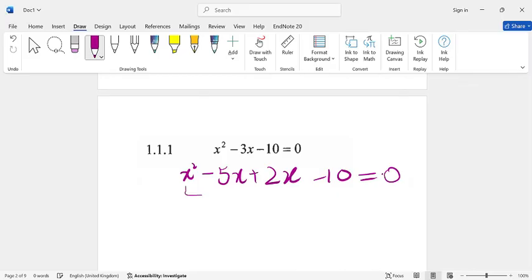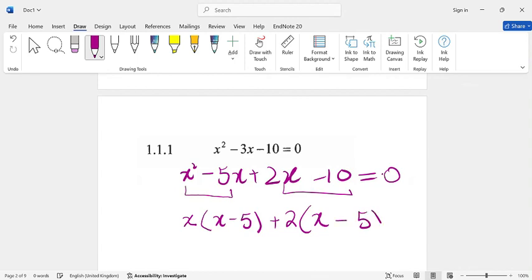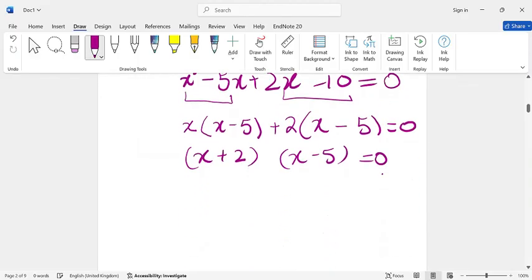We have to take x common from these two terms. When I take x common, we are left with x, and over here, minus 5. Then I take 2 common from these two terms. We take 2, and x is plus 2. When I take 2 common from minus 10, it becomes minus 5. Okay, so we have x plus 2 and this common value x minus 5.